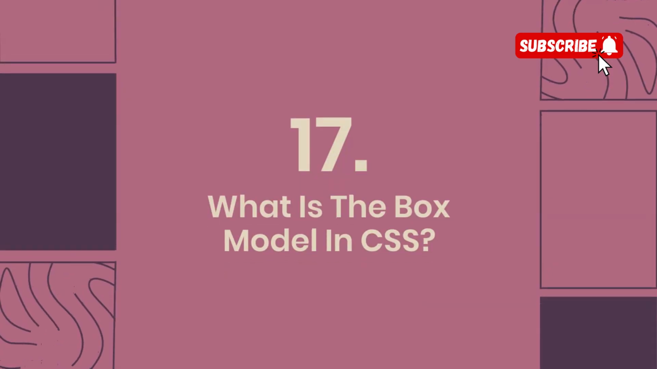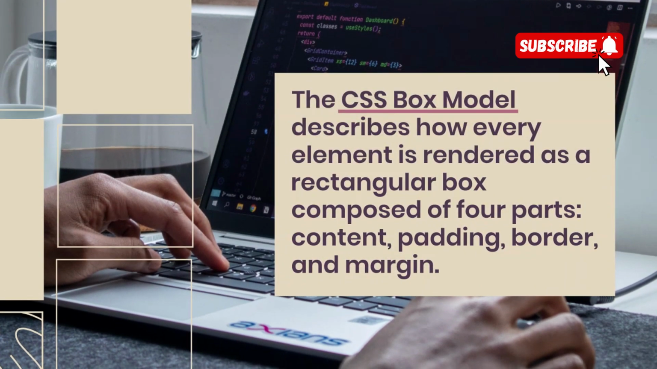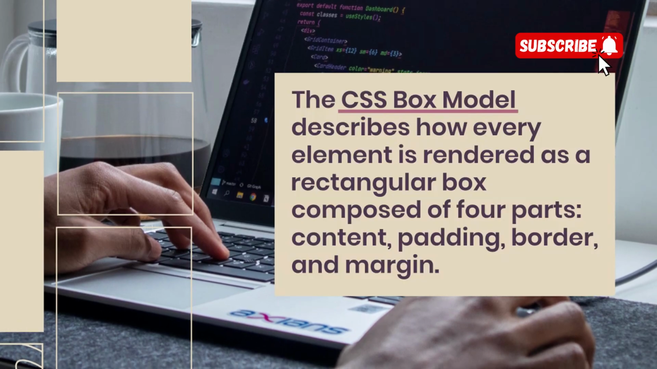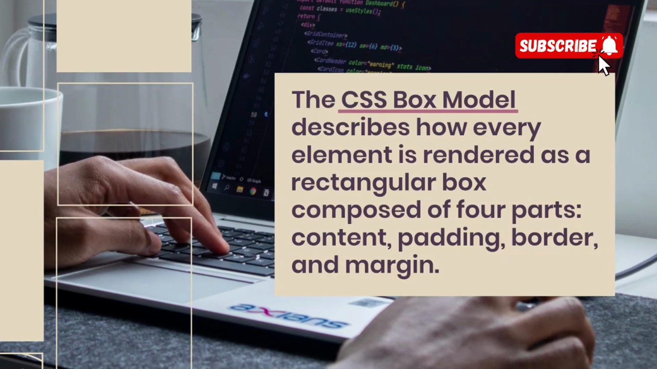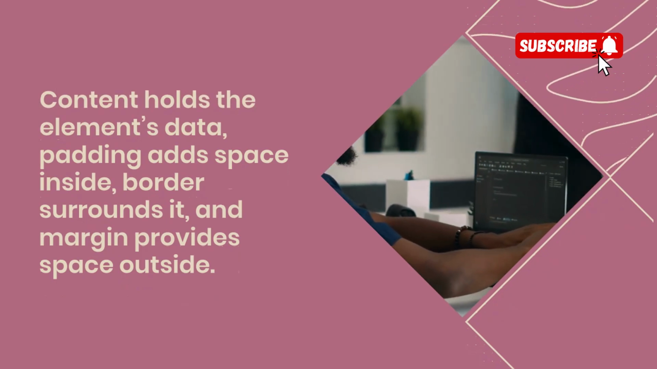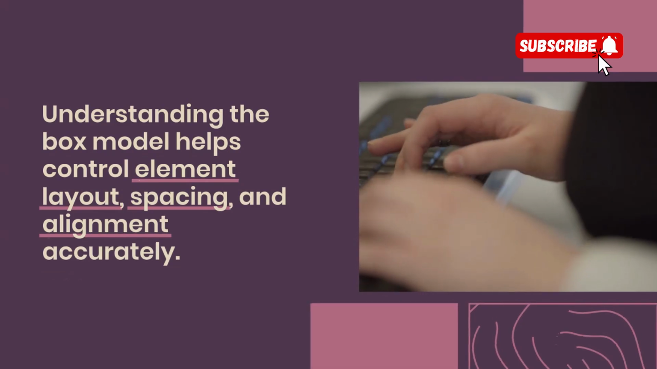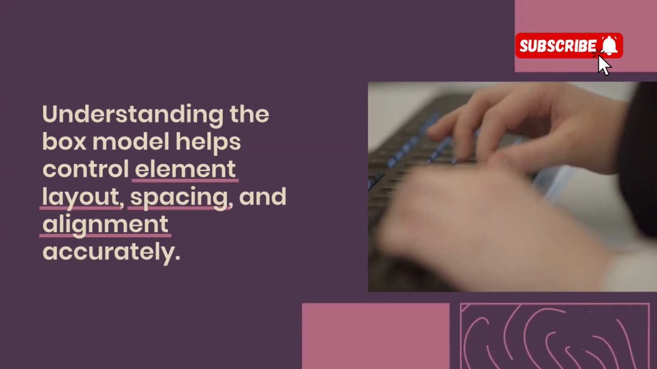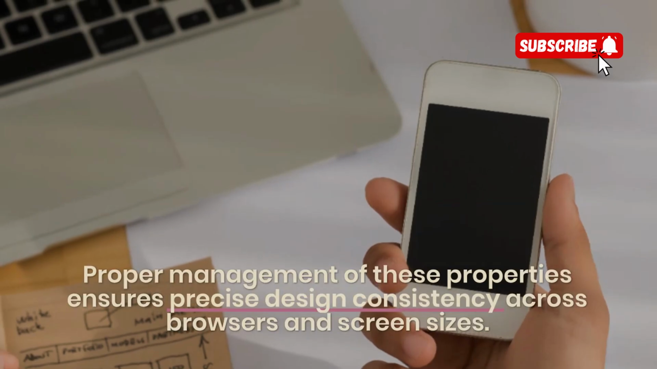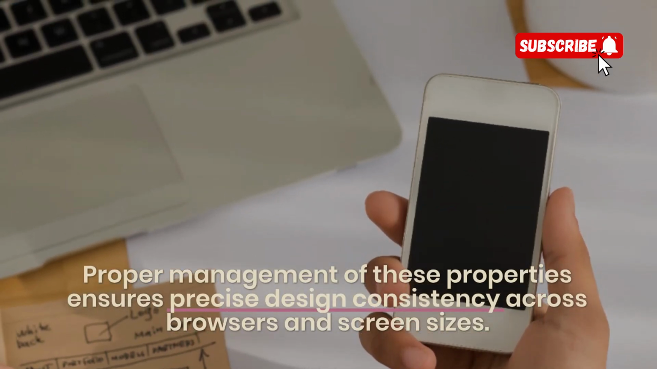17. What is the box model in CSS? The CSS box model describes how every element is rendered as a rectangular box composed of 4 parts: content, padding, border, and margin. Content holds the element's data. Padding adds space inside, border surrounds it, and margin provides space outside. Understanding the box model helps control element layout, spacing, and alignment accurately. Proper management of these properties ensures precise design consistency across browsers and screen sizes.